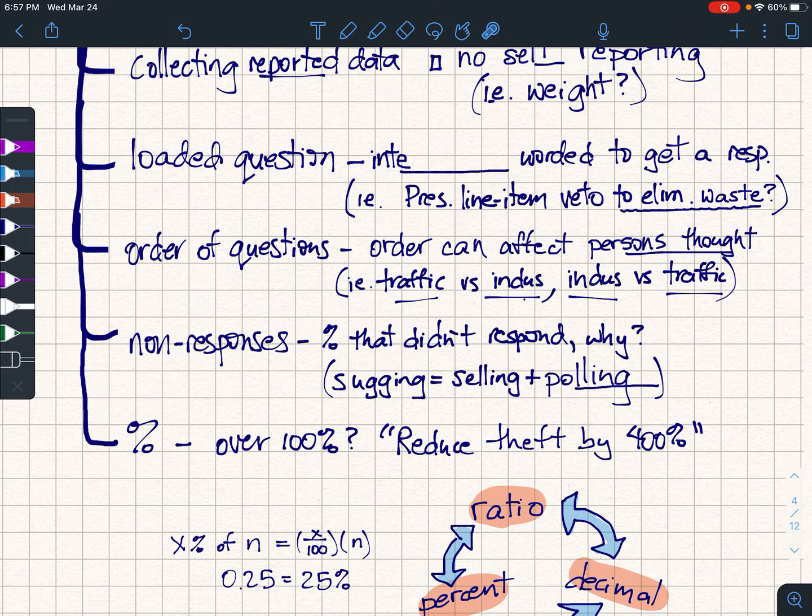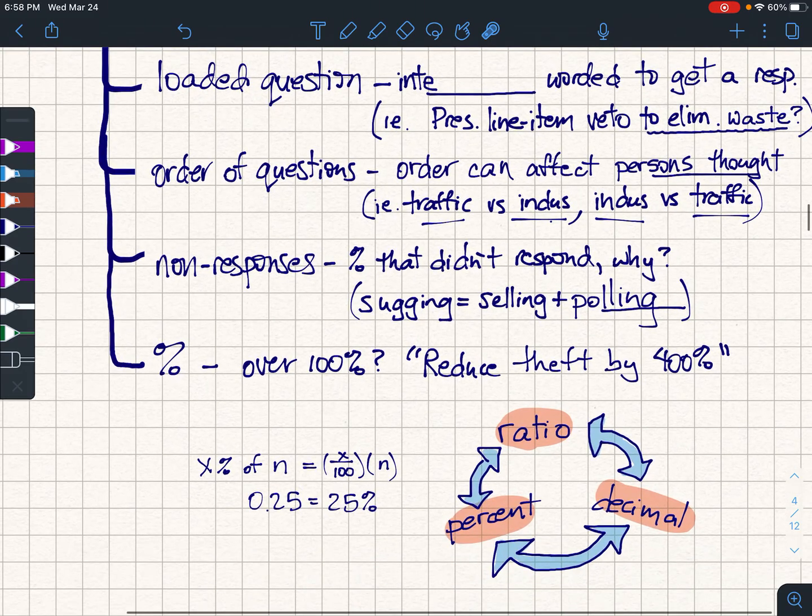Finally, percentages. There will be alarm systems that say things like, oh, look at that, you can reduce theft by 400%. Well, what the heck? You can't reduce theft by 400%. If you reduced it by 100%, there would be no more theft, so you can't go over that. And people then misuse percentages.